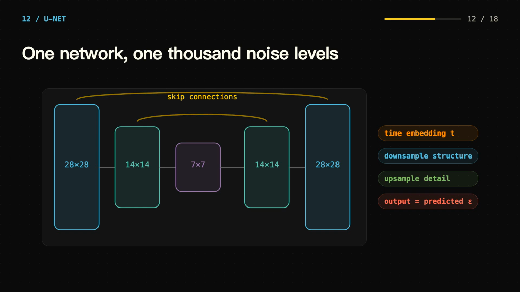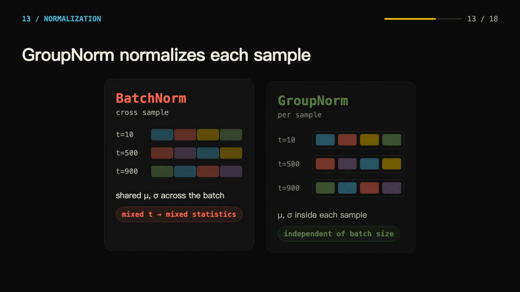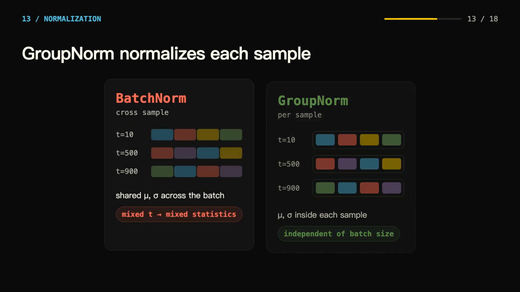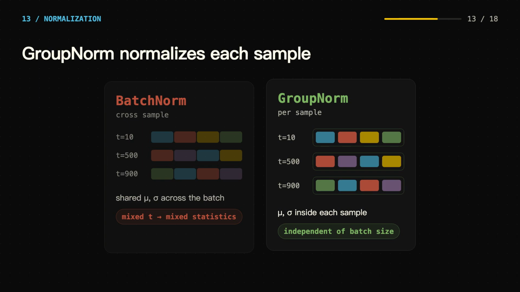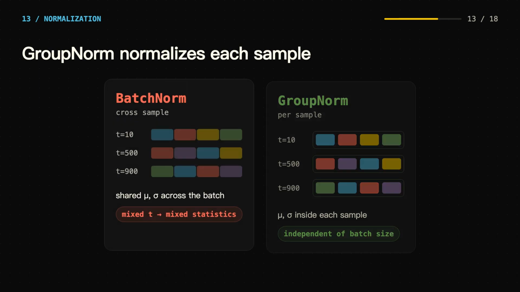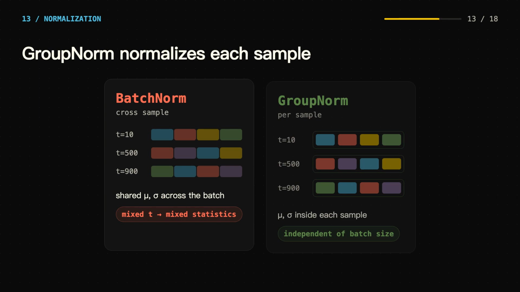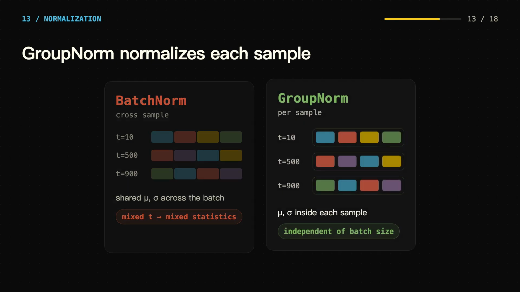The output has the same shape as the input image, but every pixel represents predicted noise rather than a finished image. Samples in one batch are assigned different time steps so their feature statistics can differ. Batch normalization depends on the mean and variance of the whole batch. Group normalization works inside channel groups of each individual sample. It does not depend on other samples or on batch size, which makes it a better fit for mixed noise levels.